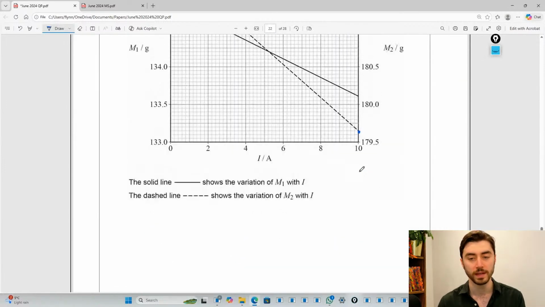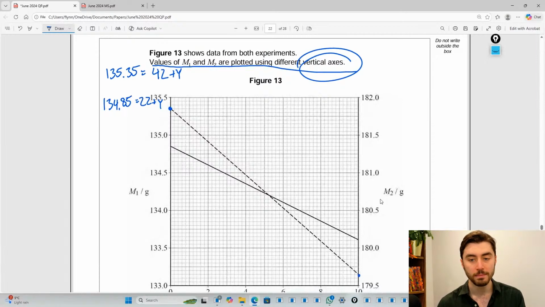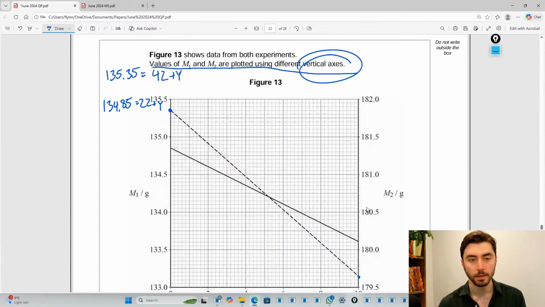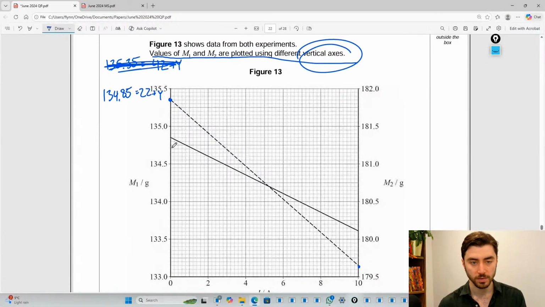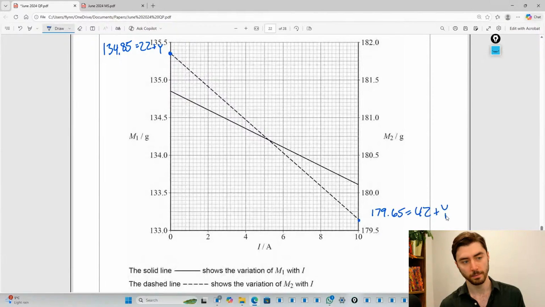Okay, so let me rerun this. So that is true. What I missed here is that. So that's wrong for the 4Z. That's right for the 2Z. But actually, this one here is 179.65 grams equals 4Z plus Y.